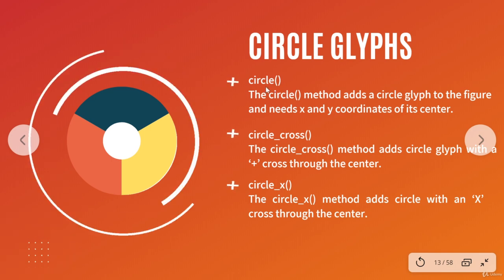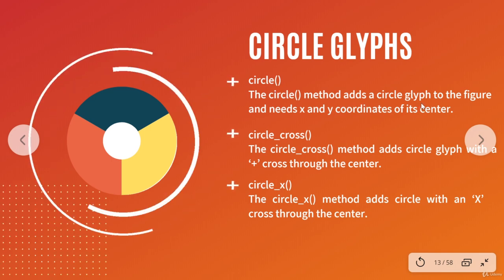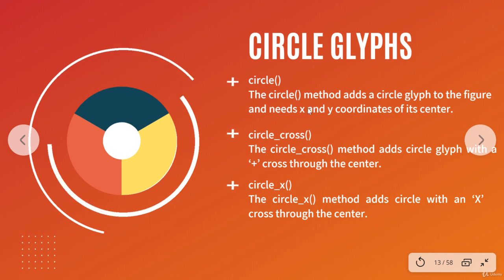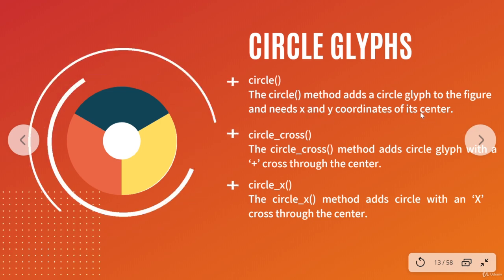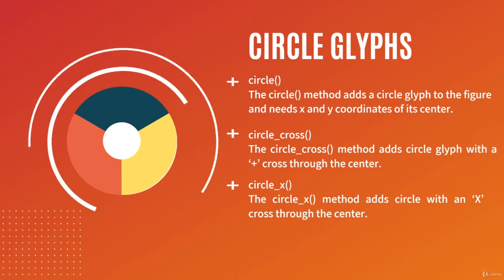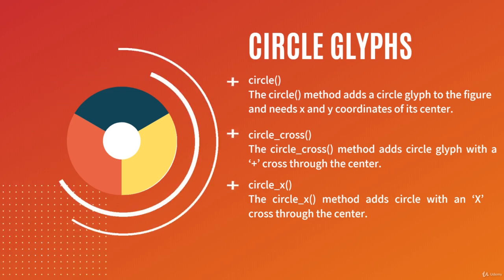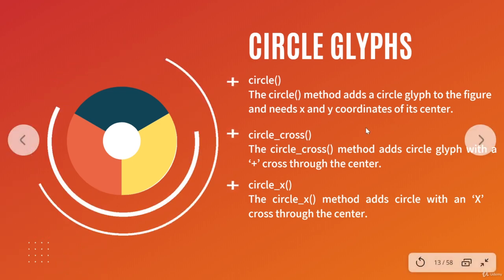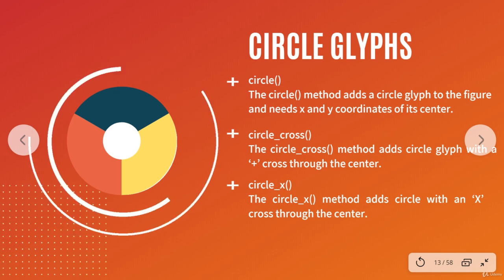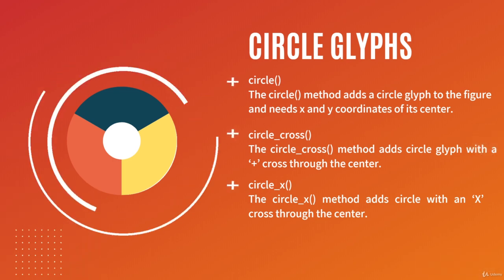One is the circle, which will add a circle glyph to the figure. So you need x and y coordinates of its center. You have to mention only the x and y coordinate of the center. The circle would be around that center, so you have to give the required dimensions. Then there's circle underscore cross, so it would again add a circle glyph with a plus sign through the center. So that is different. There would be a plus sign through the center.